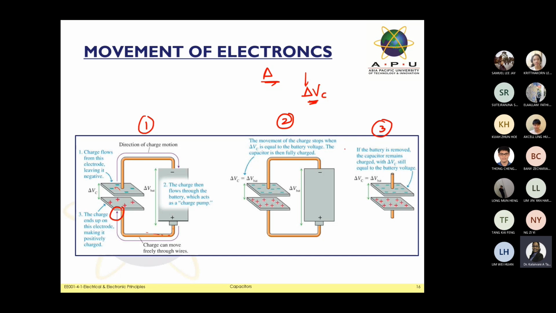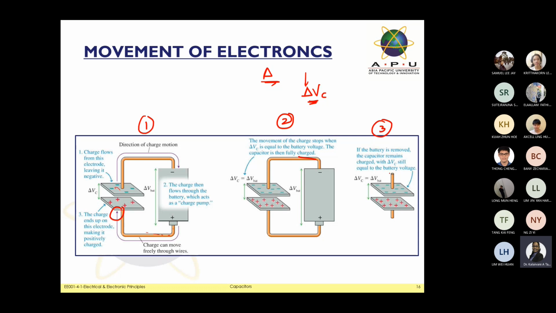Okay, the changes stop when the capacitance voltage is equal to the battery voltage. It means the charge that you have here and the charge that you have in the battery are equal, are balanced. What happened? It means we assume the capacitance is fully charged. Take note, the charge in the plates or in this material is equal, or balanced, where they point out the word fully charged.